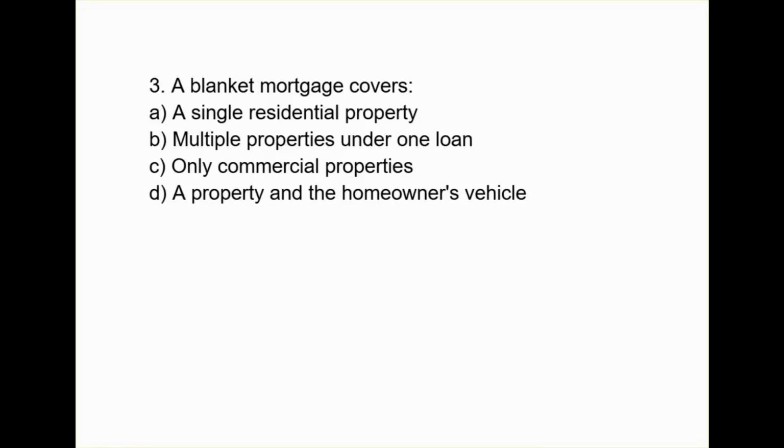A blanket mortgage covers A. a single residential property, B. multiple properties under one loan, C. only commercial properties, D. a property and the homeowner's vehicle.